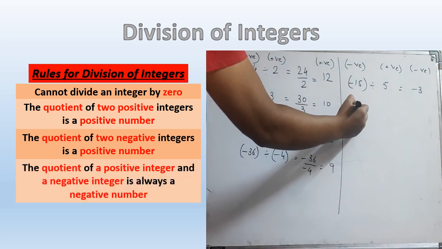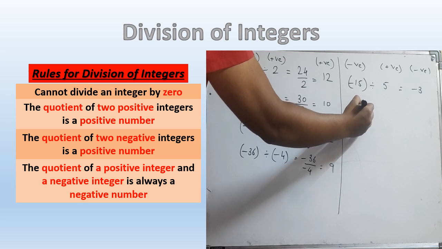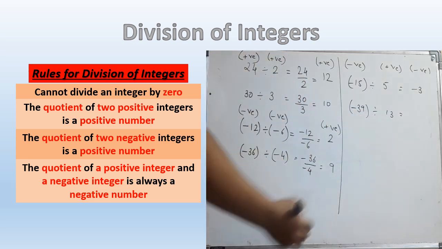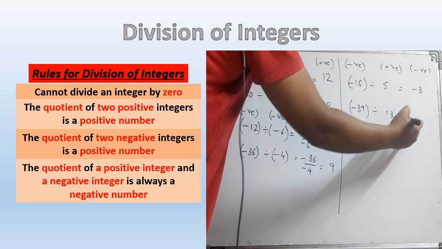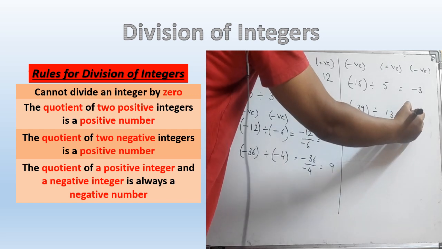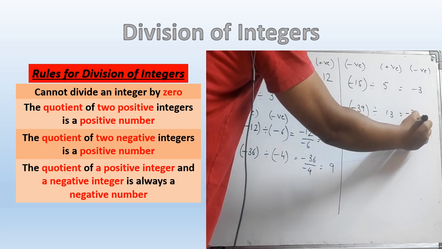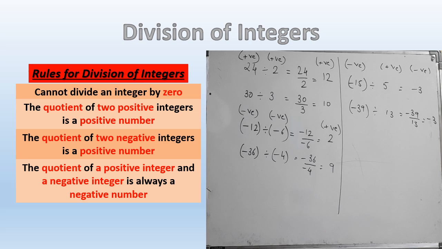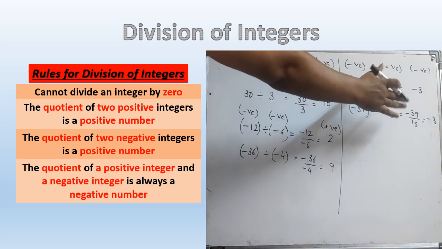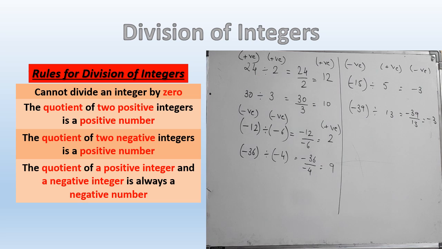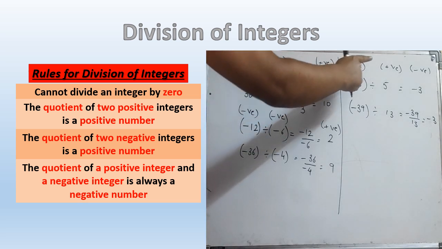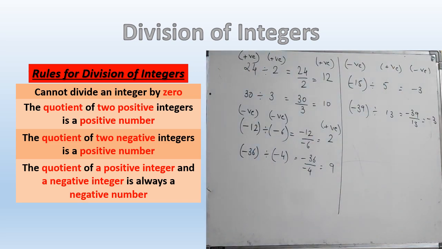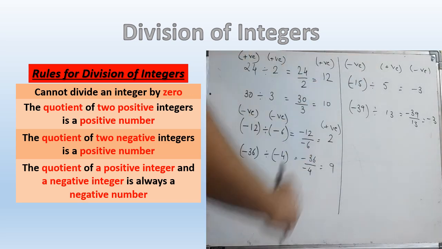One more sum we'll see. Say I got minus 39 divided by 13. The answer will be minus 39 upon 13, which is again minus 3. This is just a coincidence that I have got the quotient as minus 3. Now, understood? A negative integer divided by a positive integer, the resultant quotient is negative.